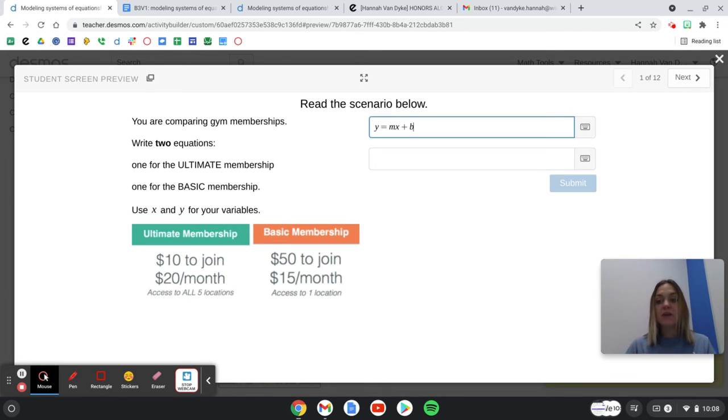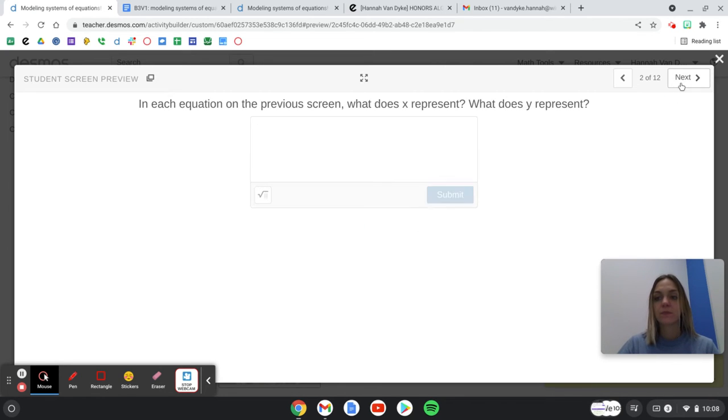And usually if we have a slope or a rate, we see the word per or this little slash and then a unit of time. So this $20 per month is telling me that's going to be my slope. So I'm going to take M out, I'm going to put in 20. And then that means that the $10 has to be my B value or my starting point. And you're going to do the same thing with this basic membership here.